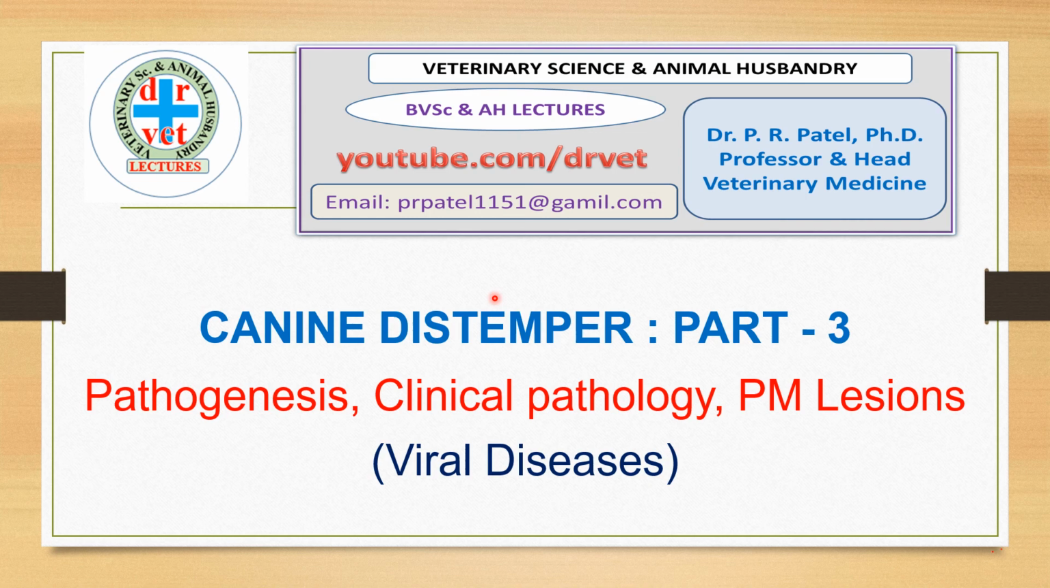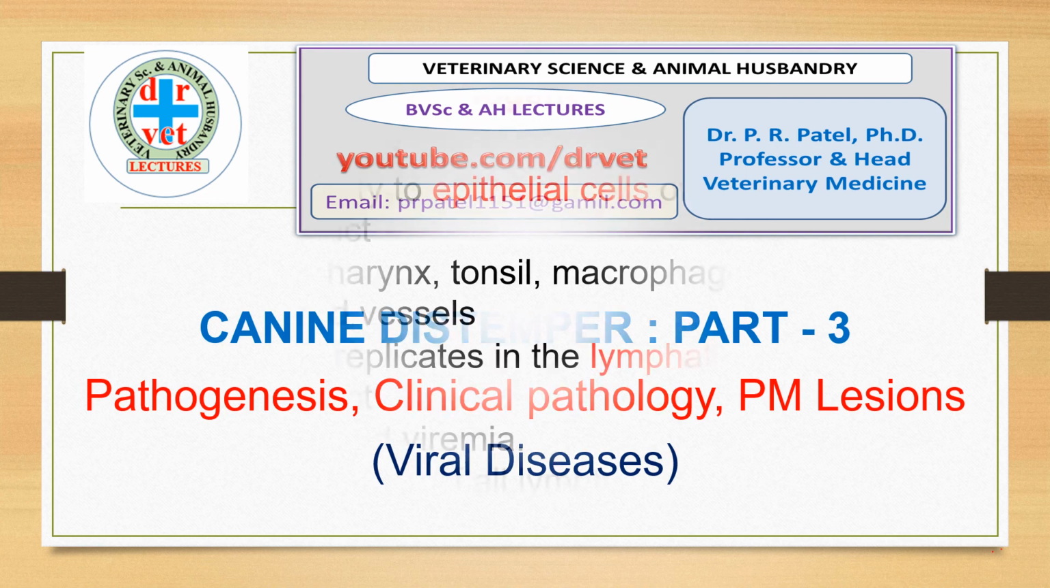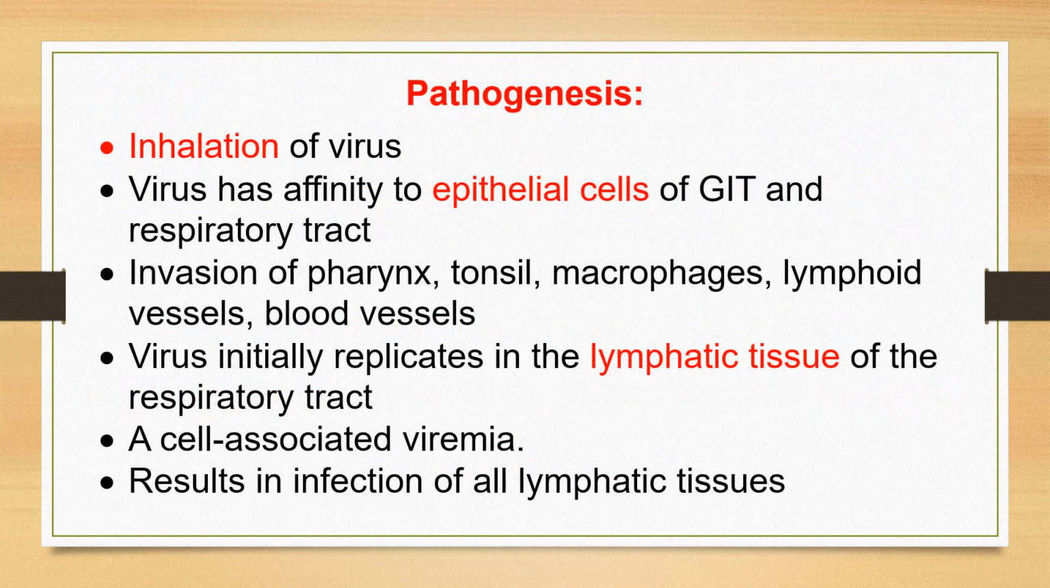We have already seen two parts on canine distemper. Here we will see details of part 3, in that pathogenesis, clinical pathology and postmortem lesions of canine distemper. This is a very important viral disease of dog. In this presentation, we will discuss pathogenesis.